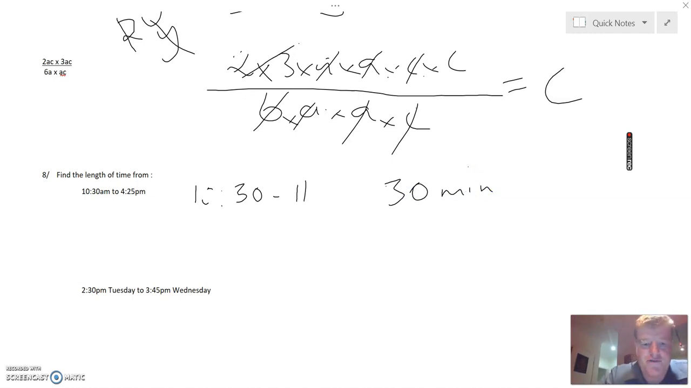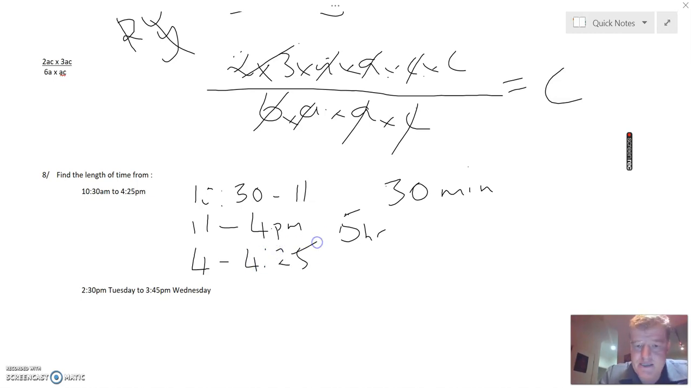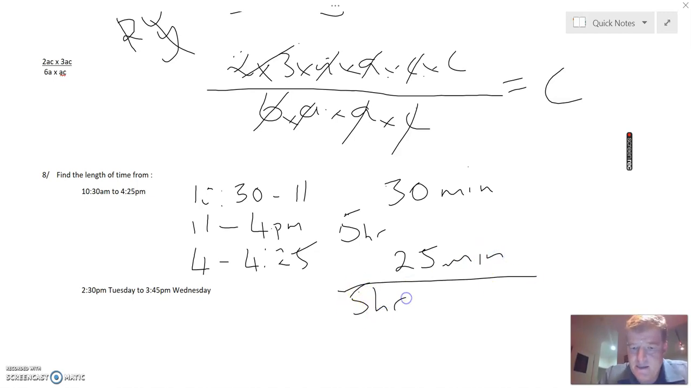So that's the first thing. Now the number of hours from 11 till 4 p.m. We can count them out, we can do whatever you want. It's going to be 5 hours. And then finally, from 4 to 4:25, that is going to be 25 minutes. So what we can do is add those things together and we get 5 hours, 55 minutes.